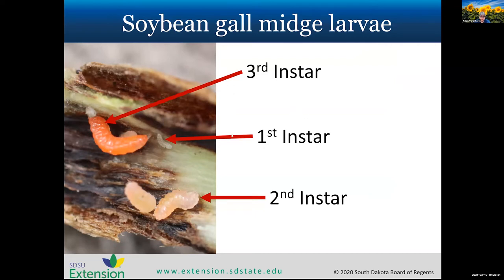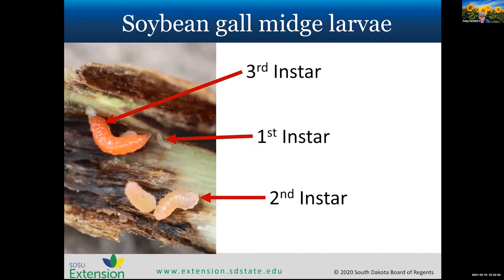The first instar, this is just how the picture turned out, so I apologize that these aren't in order from top to bottom. The first instar are very small. They're white to clear. These are a little bit harder to see, so I had to zoom in with the camera to get this so that you could actually see that guy really well. The second instar are a little bit bigger. They're starting to get that pinkish-orange color to them. And then the third instar are much larger. These are the ones that we can really see easily, and they have that distinct coloration also. So those are the life stages of the soybean gall midge larva.